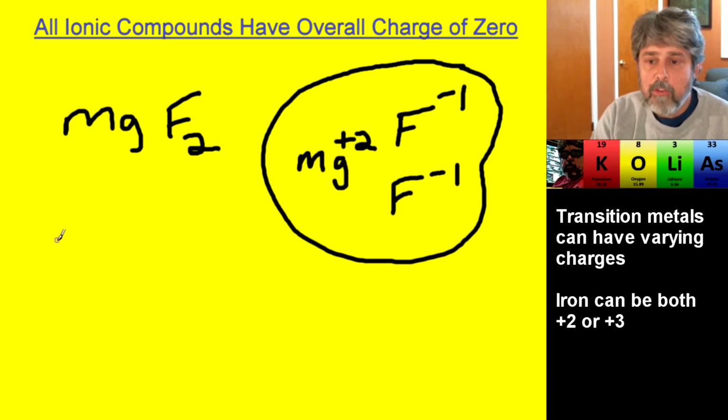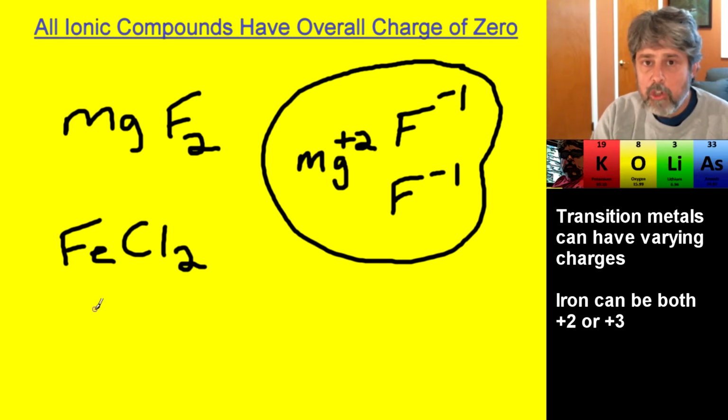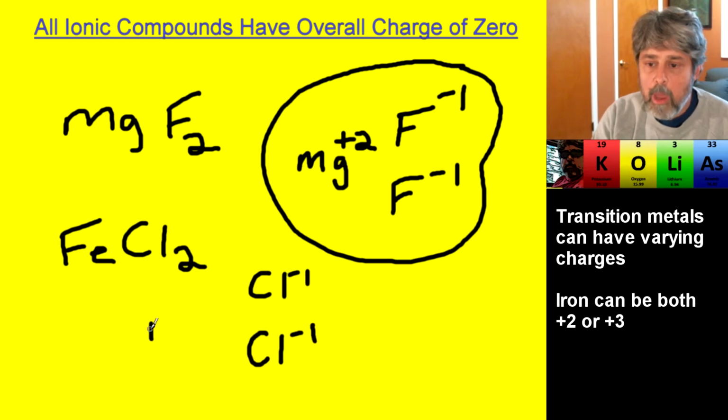How about some transition metals? Let's look at iron chloride. All right, so we have to figure out the charge on that iron. It can vary. Transition metals can have a bunch of different charges. Iron could do a +2, it could do a +3. So let's see which one this is. So again, let's take a look at the ions individually. We have 2 chlorines. They're each -1. We only have 1 iron.